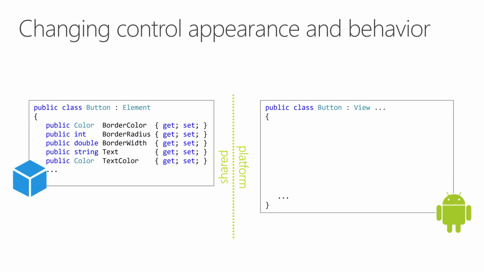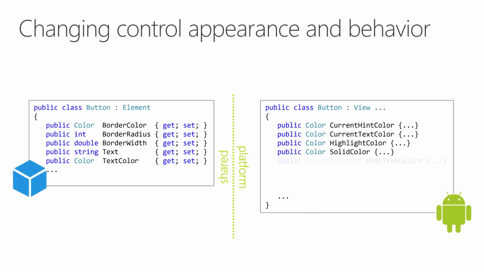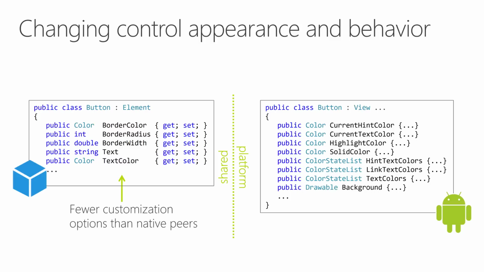Xamarin.Forms provides a really powerful cross-platform API surface to customize our UI, but is limited by necessity. Remember, we're targeting multiple platforms here. Xamarin.Forms can only expose the properties and the functionality that are common across the platforms. So again, here on the left, we have a partial definition for a Xamarin.Forms button. And this shared Xamarin.Forms element allows us to set some basic color properties, things like border color and text color. And those are properties that all of the supported platforms share.